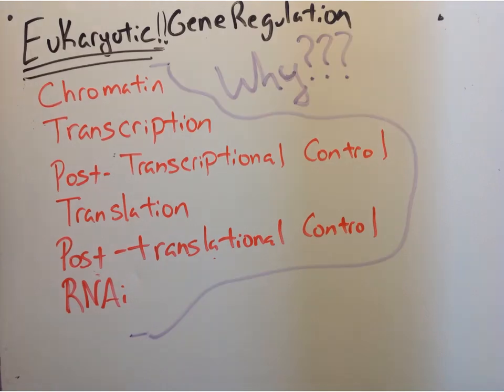The last question I want to leave you with to think about is why. Why are eukaryotes so complex? Why do we have all of these levels of regulation? What's the benefit? Why can't we just have the on-off switch of the repressor binding the operator like bacteria? What is the benefit of having all these different points of regulation? That's something I want you to think about.